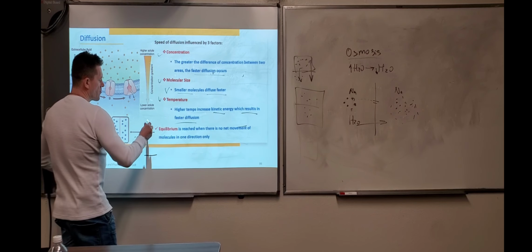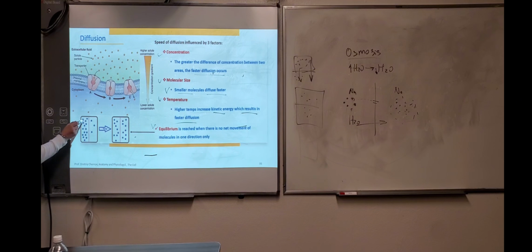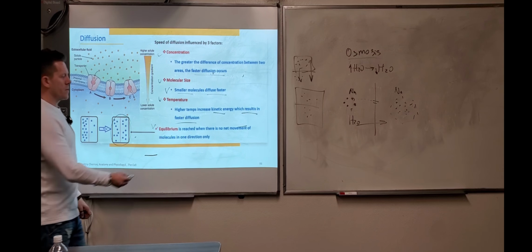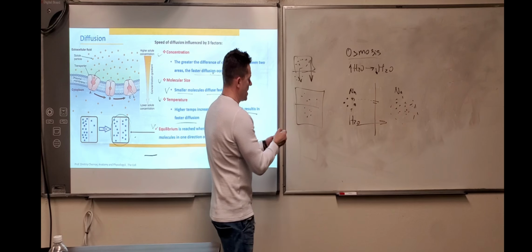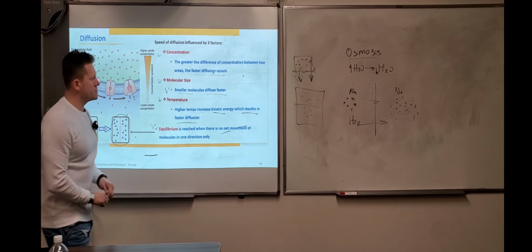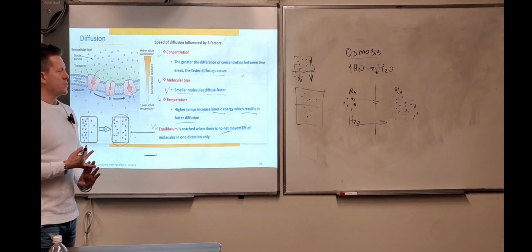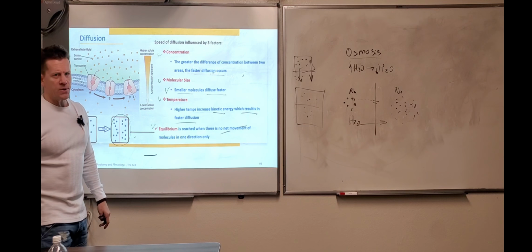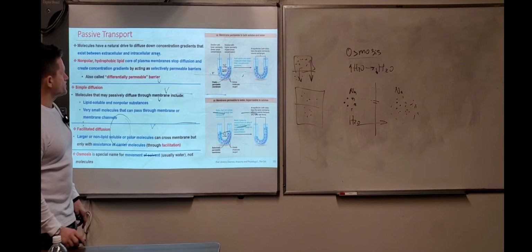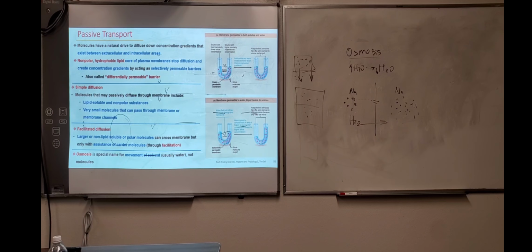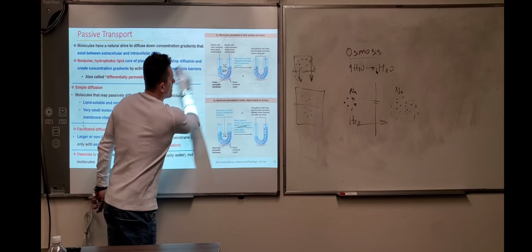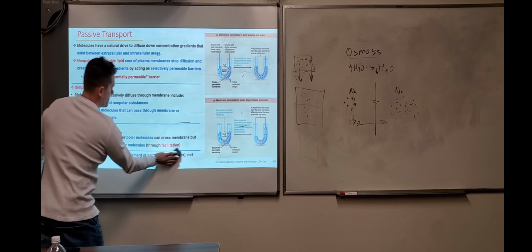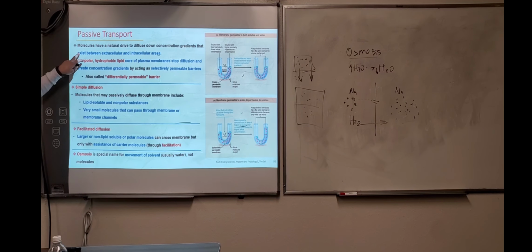Equilibrium: it will reach equilibrium from high concentration to low concentration, and now you reach equilibrium when there's no net movement, right? Now you have an equal amount of molecules on both sides, or solutes. And the molecules that we're going to use in examples are sodium, chloride, potassium. Definitely those three. So that's all passive transport. No energy required. Passive transport.